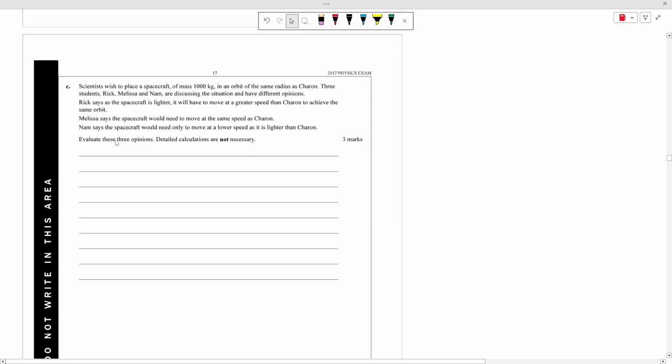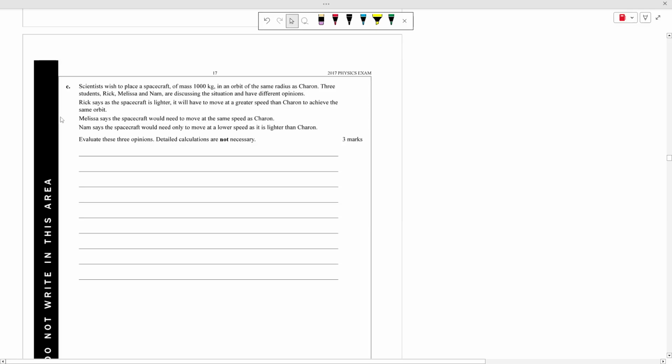So evaluate these three opinions means to look at what each of them are saying and just evaluate their claims. So is what they're saying true or false? There's not necessarily going to be a correct answer from these three opinions. In this case, there is a correct answer, but a question may be given to you where all of these options are wrong, and you have to explain why.